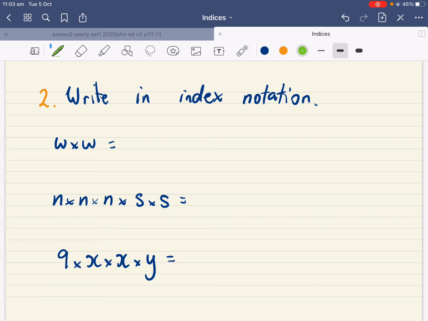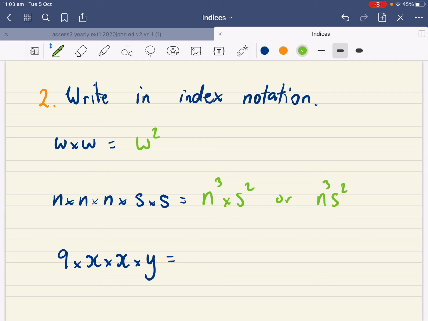So your answers, you should have had w to the power of 2 or w squared. Down here, n times n times n should have been n cubed. These are meant to be s's. I always struggle to make sure they don't look like a 5. But yeah, they were meant to be s's. So it should have been n cubed times s squared. Or what actually would have been better to do is just write n cubed s squared.